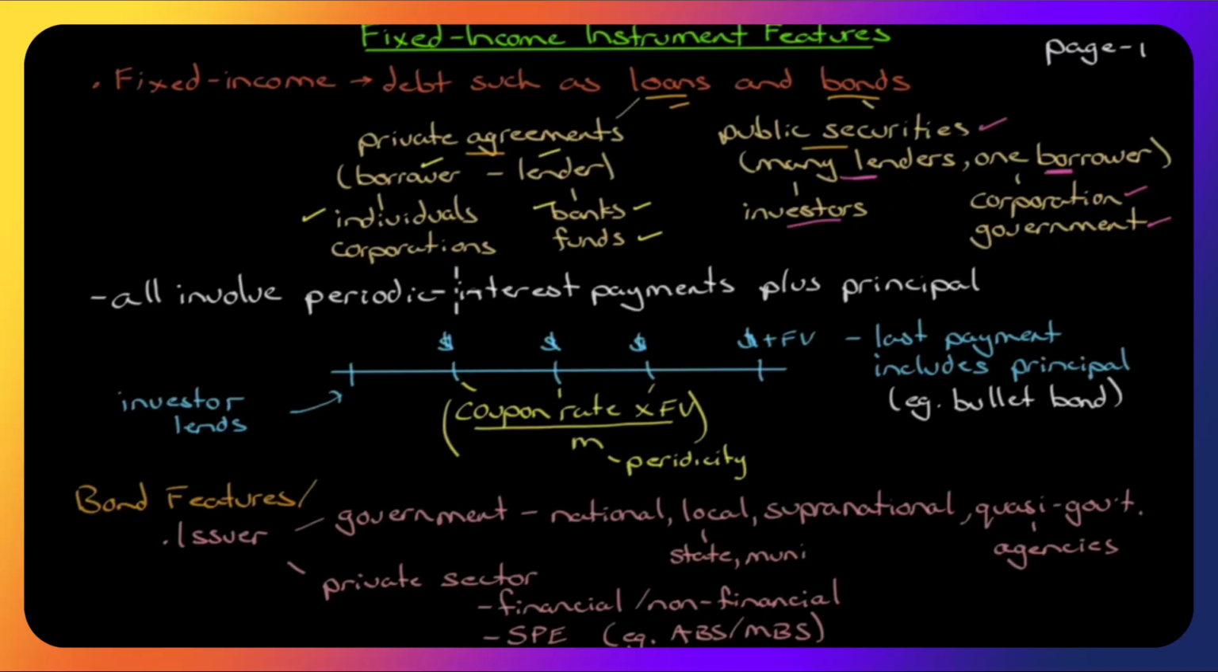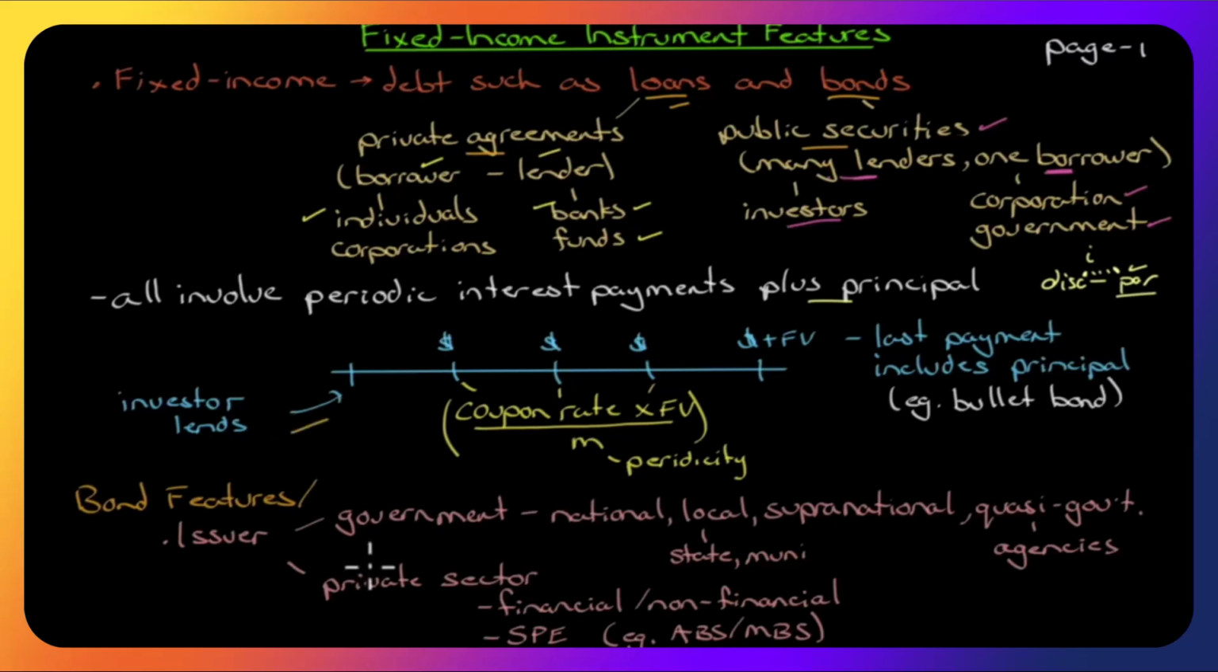All bonds involve some form of periodic interest payment plus principal. There is one exception called a zero coupon bond. A zero coupon bond, you buy at a discount and it simply matures at par. Well, the difference between what you pay and the par value is interest. So in essence, it does involve a payment of interest and principal, which is the par amount that you get at maturity.